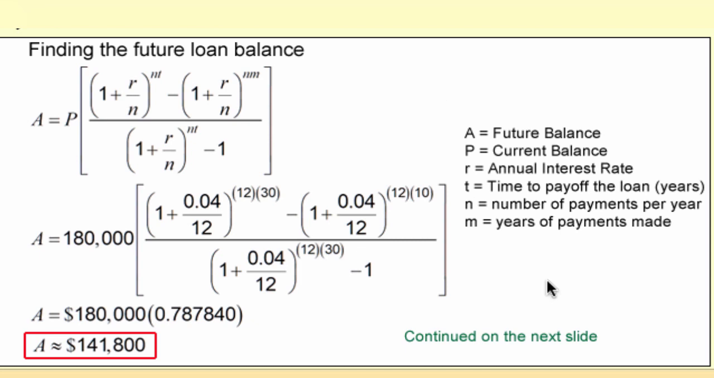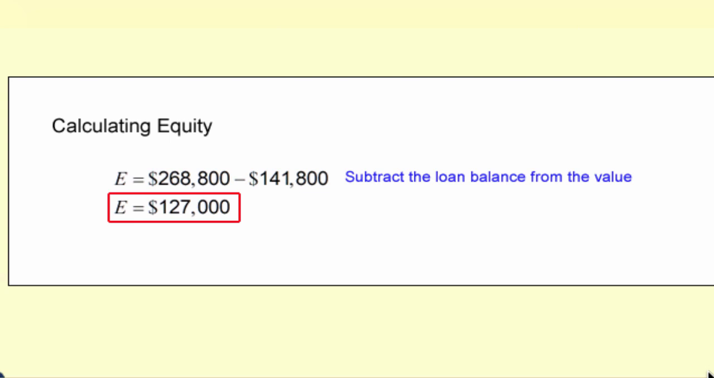So in this situation, paying off a 30-year mortgage after 10 years, if the initial balance is $180,000, then your new balance after 10 years is going to be $141,800. So then based on the appreciation, subtracting the loan balance, you get an equity of $127,000. So that will be the net value of the asset after you've paid down the mortgage. So those are the types of calculations you're going to make. That's the big picture.